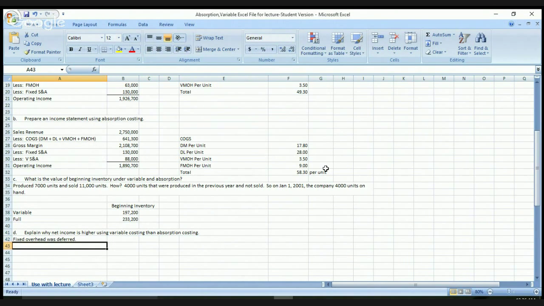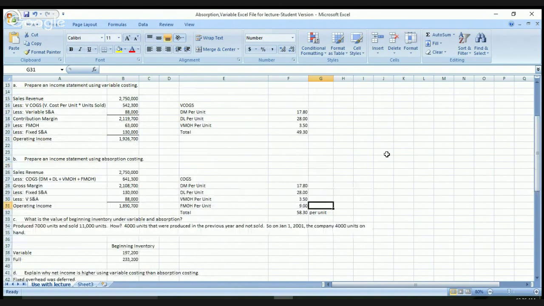So if you look at here, if I take the $9 and I multiply it by the amount of units that I sold, which was 11,000, in my cost of goods sold, we included $99,000 in absorption costing. Now, if you look up in variable costing, we only include 93,000. So that means my costs were lower, therefore my net income is higher. Here, my costs are higher because we had more units sold, and therefore my net income is lower.